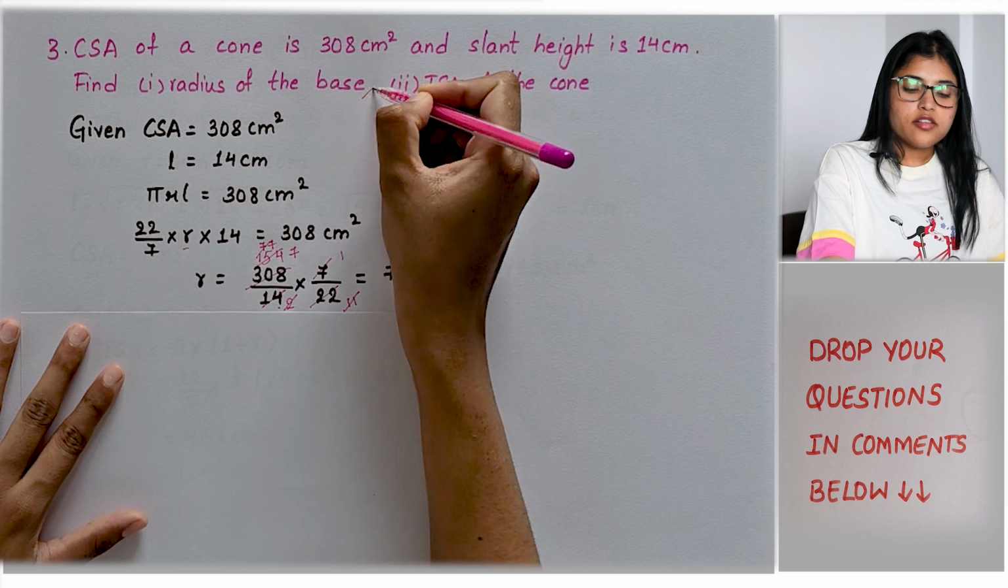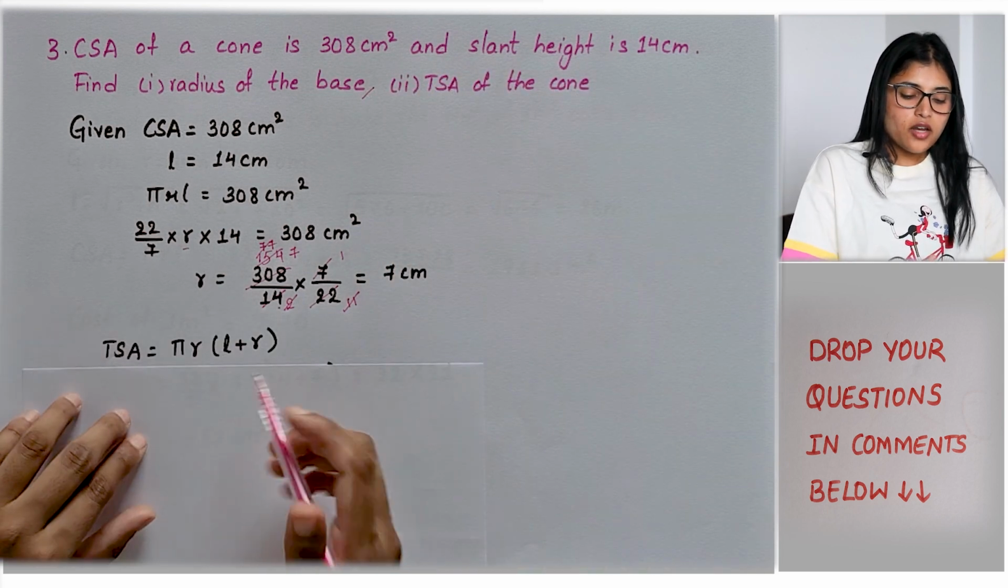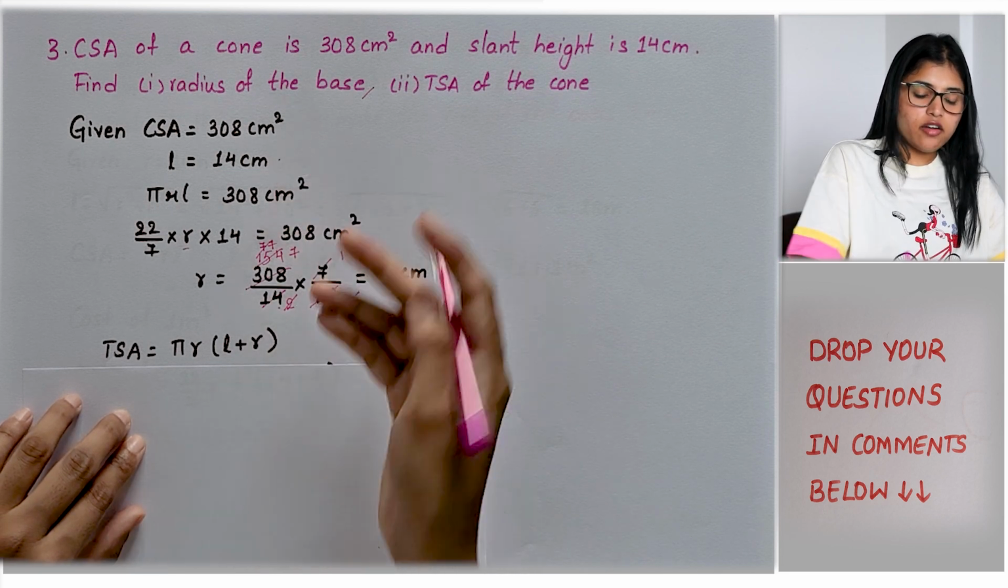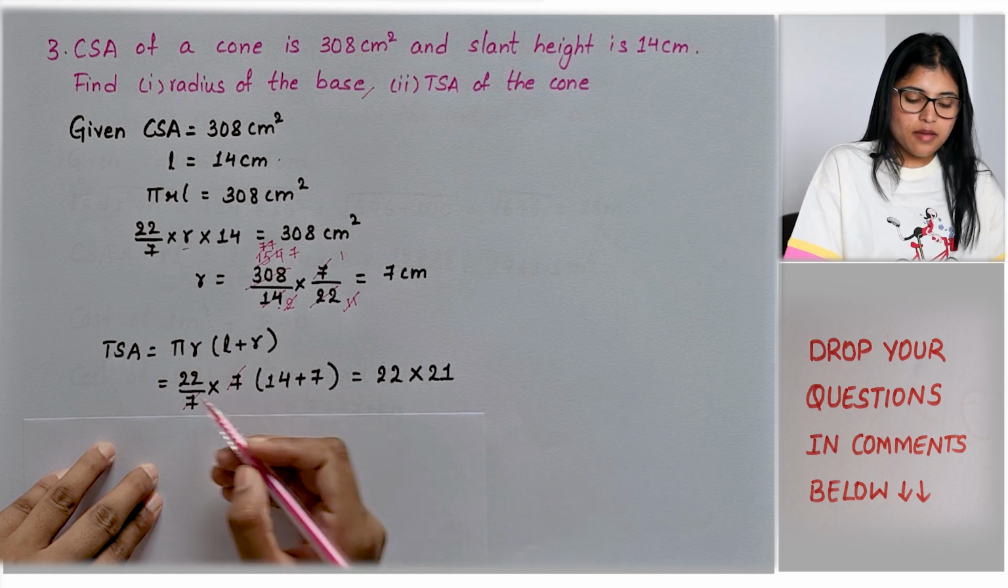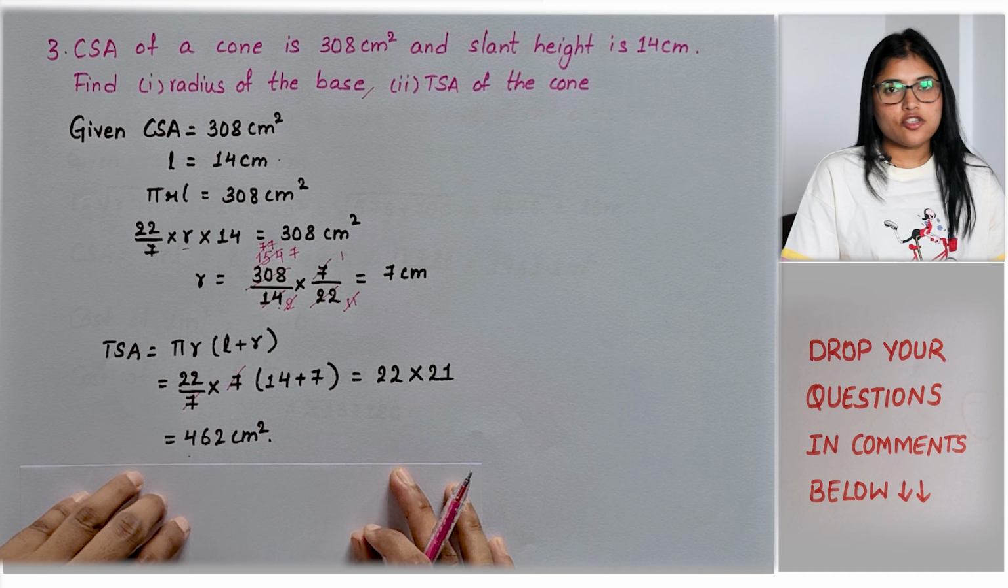So I have solved the first part. The second part is the total surface area of the cone. Formula is pi r into (L plus r). Substituting the r value and given L value and pi as 22 by 7, I can cancel 7 and 7. I am left with 22 into 21, which gives me 462 centimeters square.